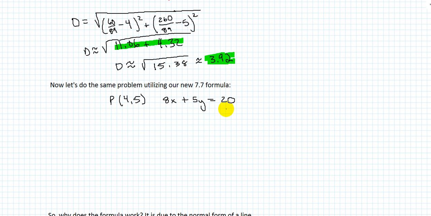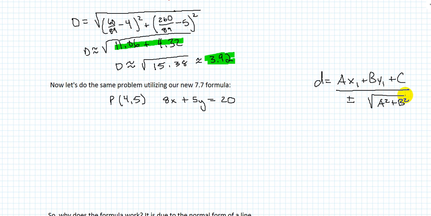The first thing in order to use this formula, and the formula that we're using, I'm just going to write over here, is d equals capital A x1 plus B y1 plus C, all over plus or minus the square root of A squared plus B squared. And I'm going to explain it as we go, and then when I show you how we got the formula, we'll go back over this again.